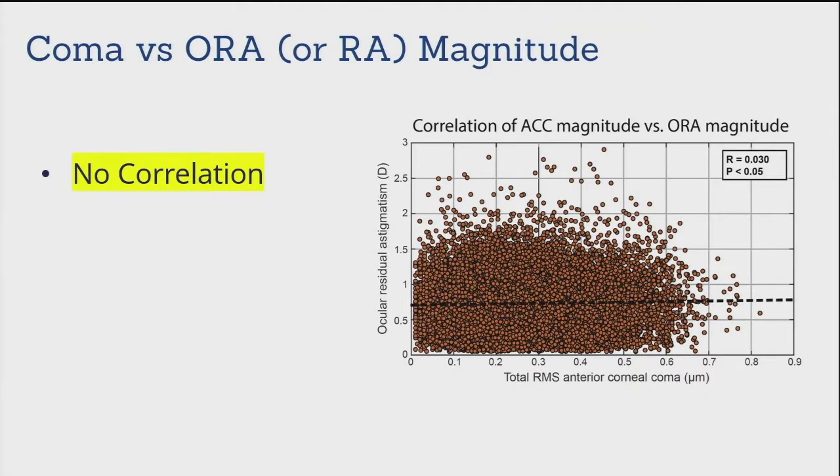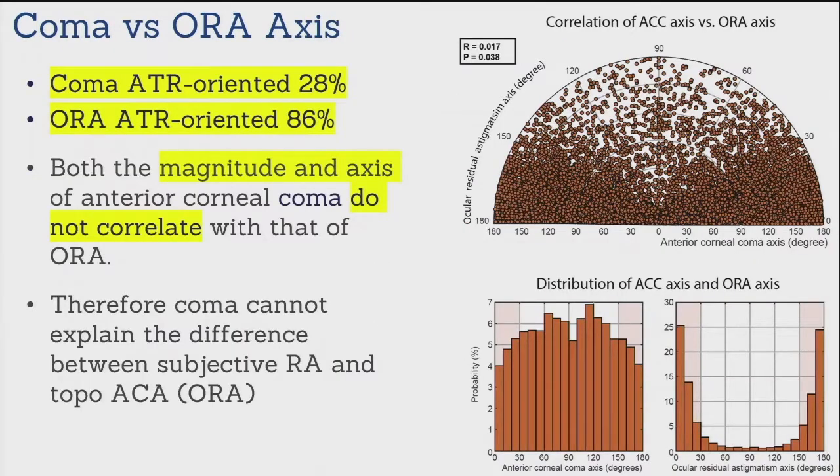We found that the magnitude of anterior corneal coma does not correlate with that of ORA or with subjective RA. Coma is against the rule in 28%, whereas ORA is against the rule in 86% of eyes, with no correlation between axis of coma and axis of ORA. Therefore, coma cannot explain the difference between subjective RA and topo-measured ACA.